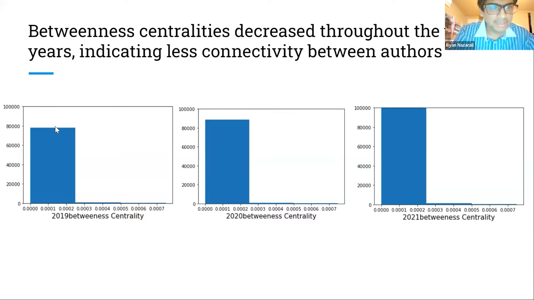As you can see here, betweenness centrality is less than 80,000 in 2019. The x-axis represents the various betweenness centralities, and the y-axis represents the frequency at which that betweenness centrality occurs in the data. There are about less than 8,000 small betweenness centrality values. But in 2020, that value gets even bigger, up to more than 80,000. And in 2021, it gets up to even more, 100,000. We can conclude from this data that betweenness centrality increased across the 3 years, indicating fewer bridges in networks to connect many different nodes, many different authors, indicating there was less connectivity between authors.